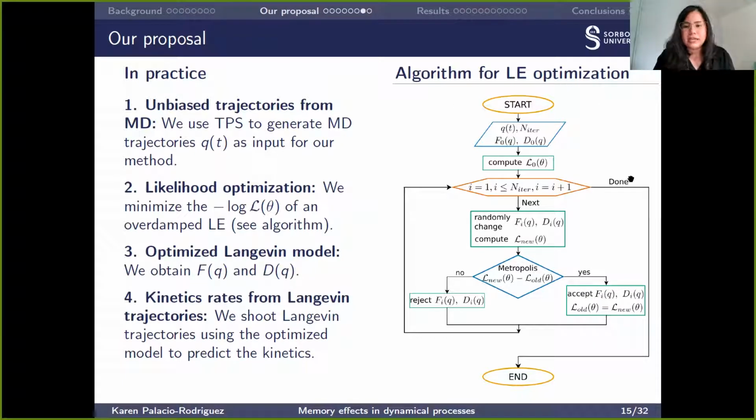So we can use this algorithm to maximize the likelihood function, in which iteratively we propose changes to the free energy and diffusion profiles, and we accept or reject these changes according to a Metropolis criterion. From this optimization, we end up with the optimal free energy and diffusion coefficient profiles. And from these profiles, we can launch new trajectories to obtain the kinetics.